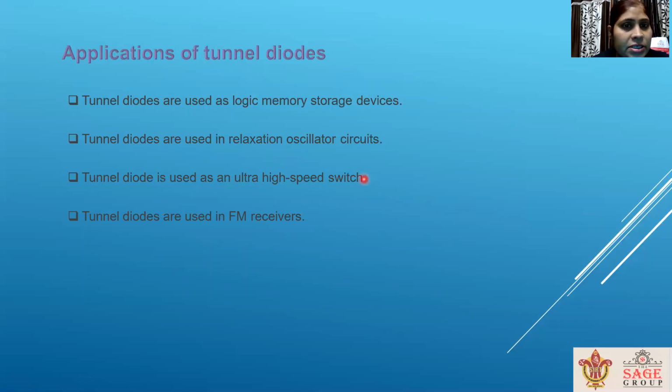These are the applications. As we have already seen, the tunnel diode can be used as an oscillator, it can be used as a high-speed switch, it can be used in logic memory storage, and it can be used in FM receivers.